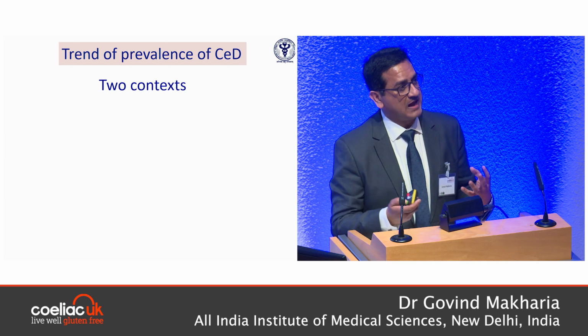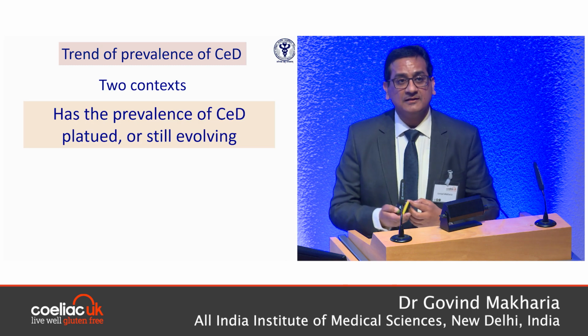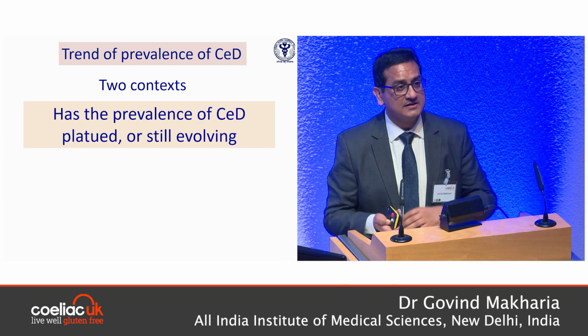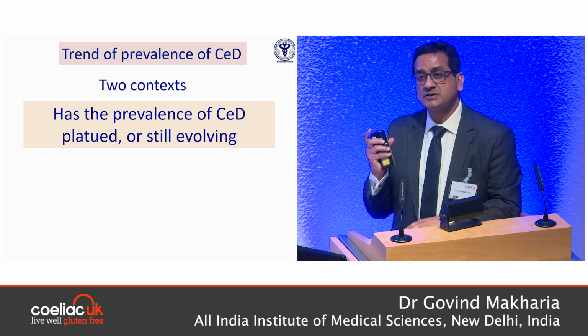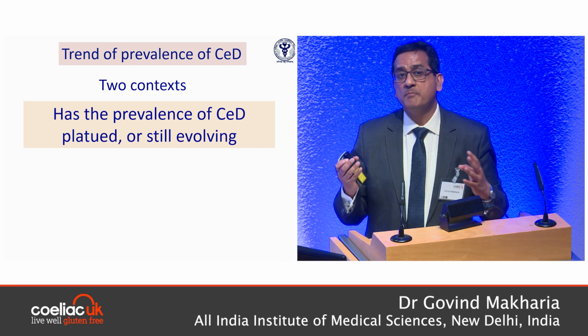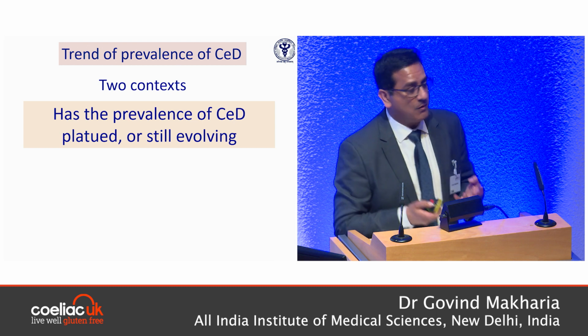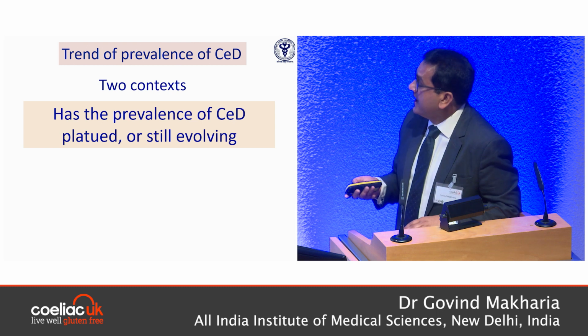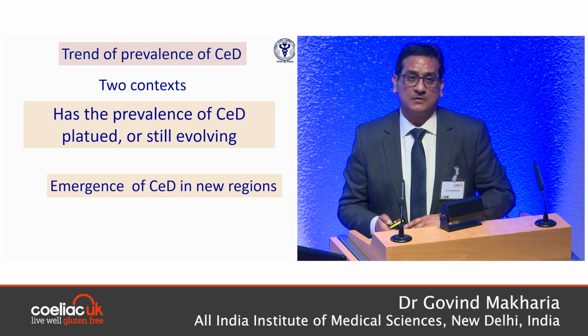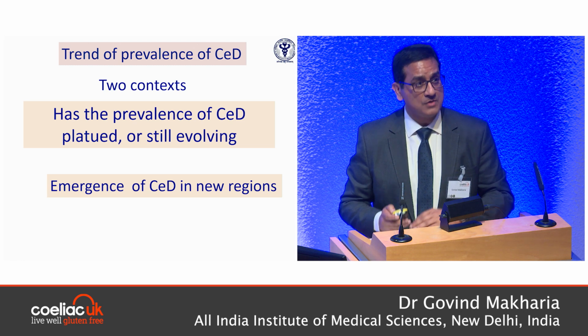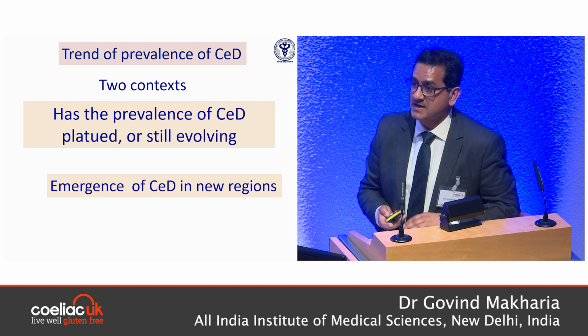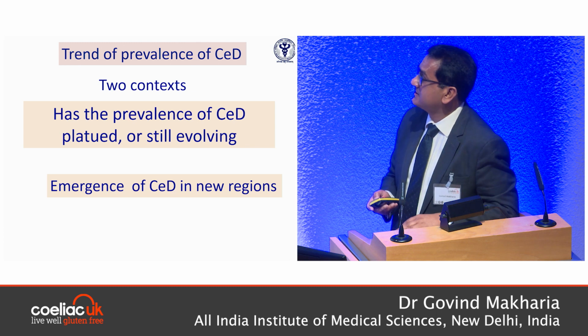Have we achieved a plateau, or is it still emerging? There are two contexts: those countries where celiac has been known for many decades, where the prevalence has plateaued or is still evolving, and many other countries or continents where celiac was thought not to be there at all. Is there celiac in those continents and countries?